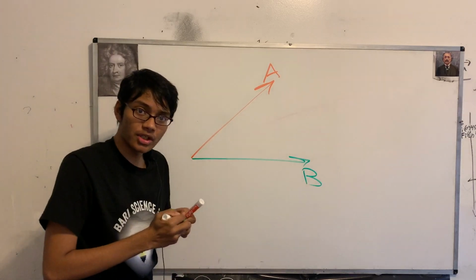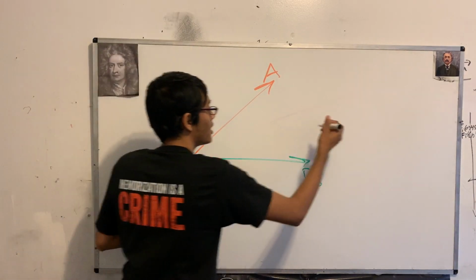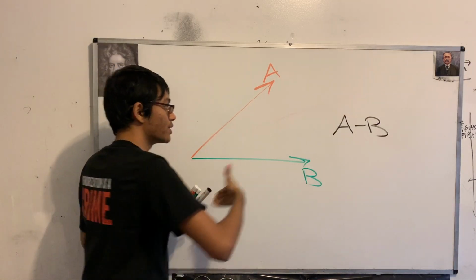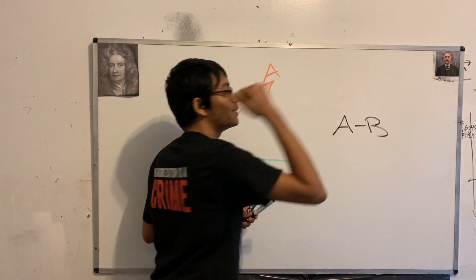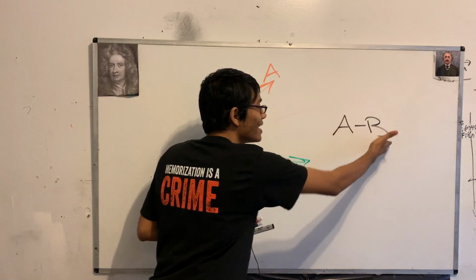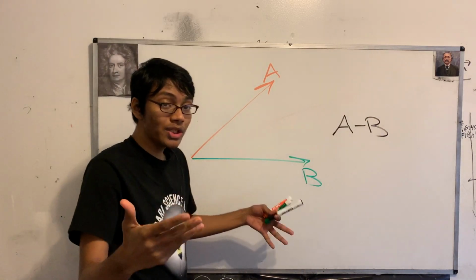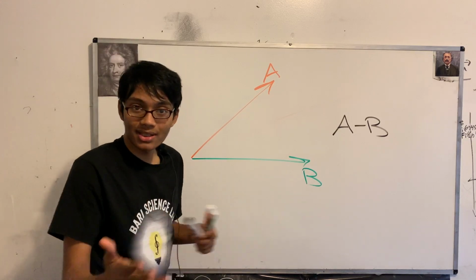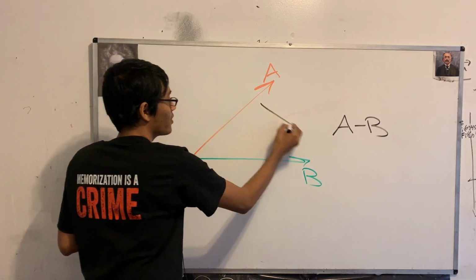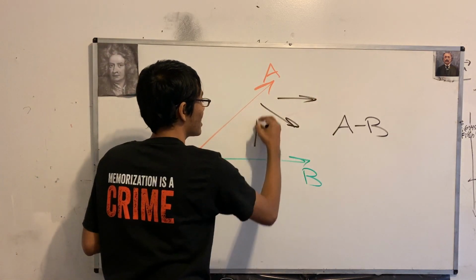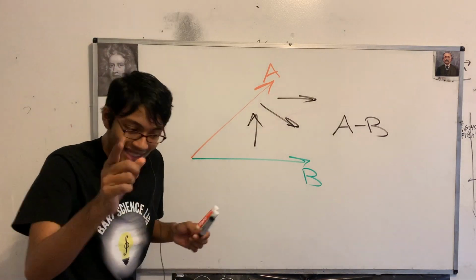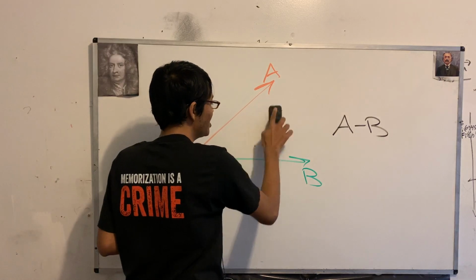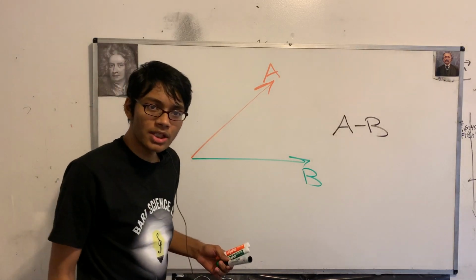Now here's the question. What does it mean to subtract vector A and B? In other words, what does vector A minus B look like? We know it's going to also be an arrow. It's also going to be a vector. But what does it look like? Is it going to look like this? Is it going to look like a straight line? Is it going to be vertical? What does it look like? That's the main question.